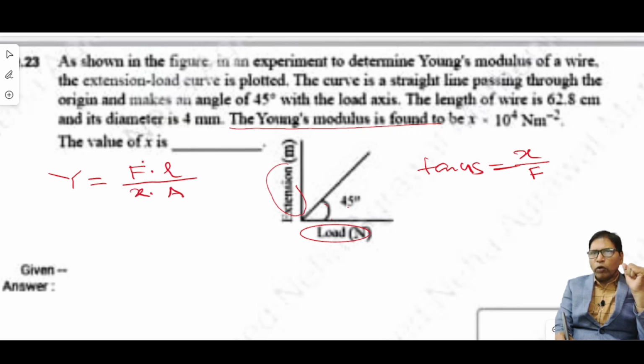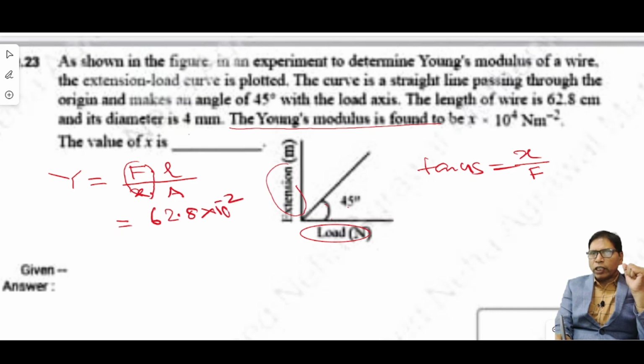Okay. Now look at this. This ratio is equal to 1. Now what is the length? Length is equal to 62.8 meter. So this is 62.8 into 10 to the power minus 2 meter.